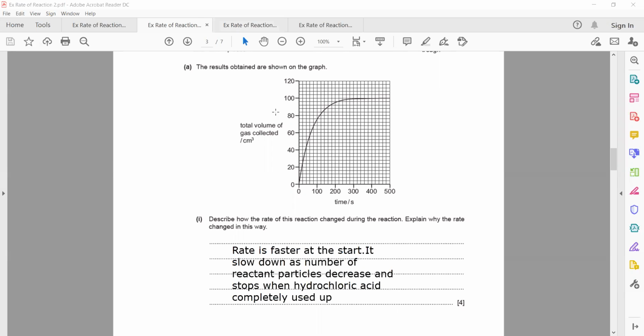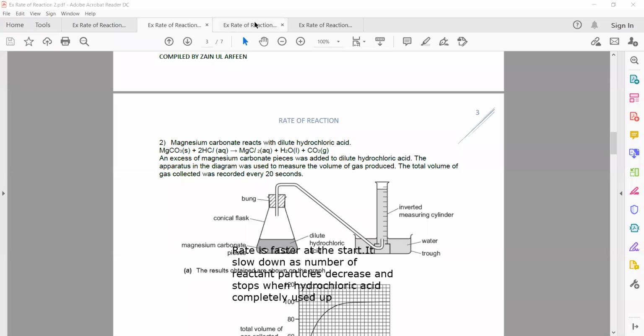Why do we specifically say hydrochloric acid is used up? Because in the question they mention an excess of magnesium carbonate. So it means magnesium carbonate is more than enough for this reaction to occur. So even when the reaction stops, we will still have pieces of magnesium carbonate, but all of the hydrochloric acid will be used up.